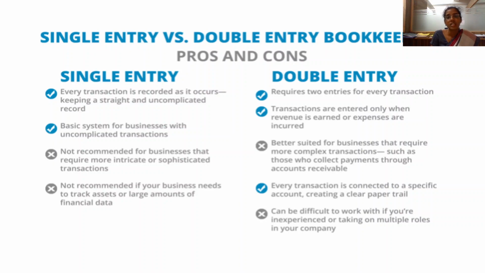So now let's understand what is double entry system, what are the advantages and disadvantages we have with the double entry system. So under double entry system, as we know, there will be two entries for every transaction. For every transaction, we have a debit and a credit. Transactions are entered only when the revenue is earned or the expense is incurred. So only when it is incurred or when we earn, we enter the transaction.